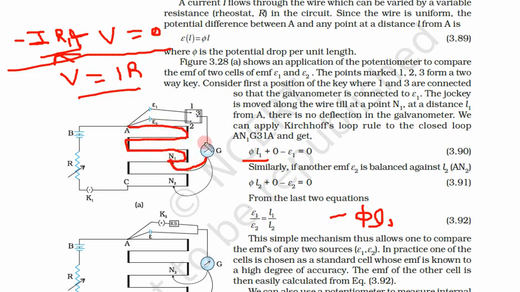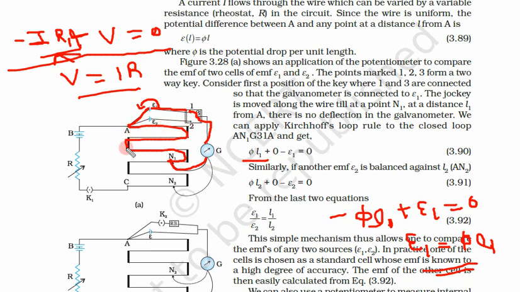The current in this galvanometer is 0. This 3 and 1 are connected. Now we have reached this cell. So here you see potential is increased, so plus epsilon 1 equal to 0. So what do we get? We get epsilon 1 is simply equal to phi L1. This is our first equation.